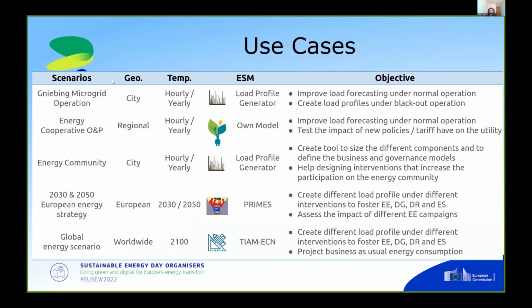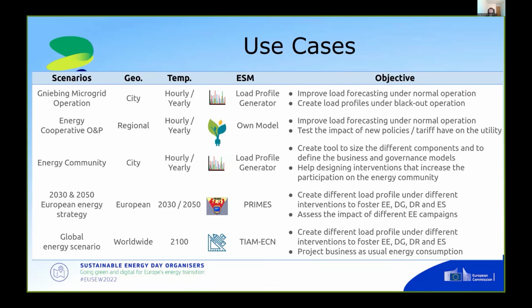So we are going to have a use case where we use these techniques to understand how a microgrid should be operated under a blackout. Also, we are going to try to understand how people are going to behave when you change a tariff in an energy cooperative setting. We are also looking at why people want to be part of an energy community, and what kind of mix you need in an energy community to make it sustainable and successful.